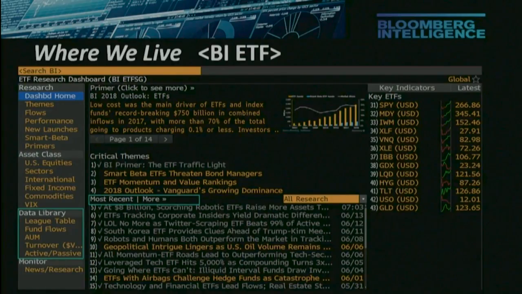There you can see fund flows by different asset classes. We also have active passive flows, right? The panel was talking about how the lines of active and passive are getting much more blurry, so we look at flows even within the context of mutual funds too. That can be pulled up here.